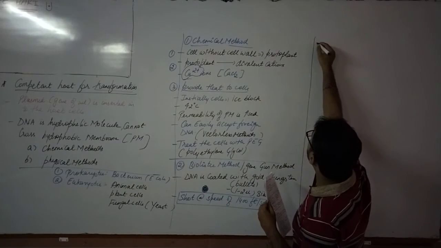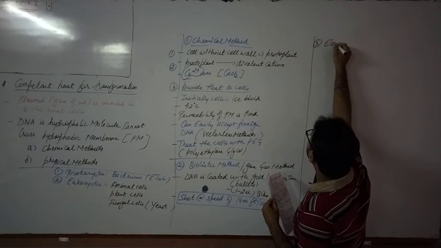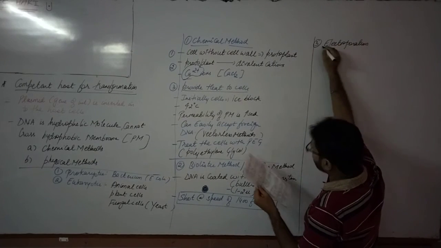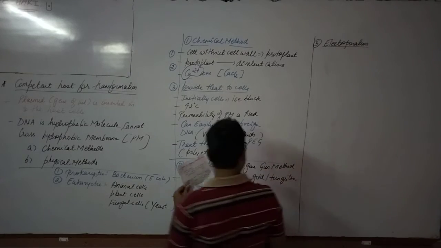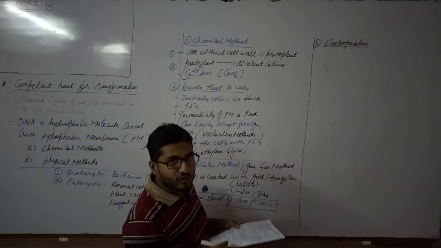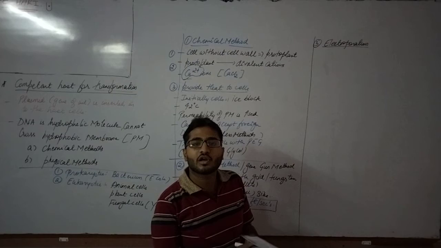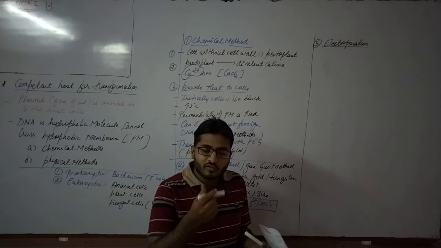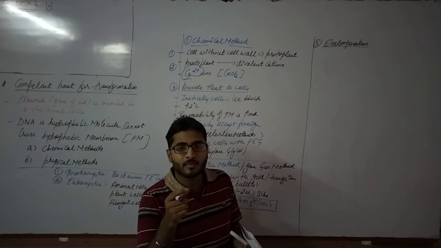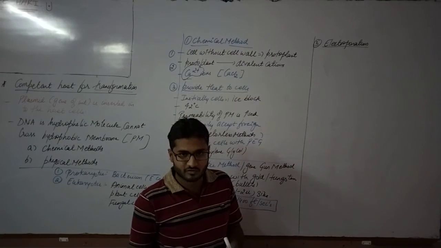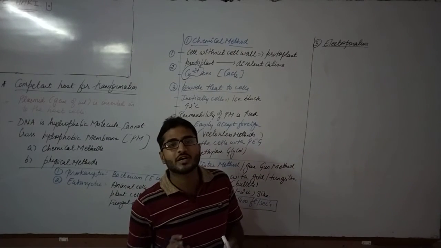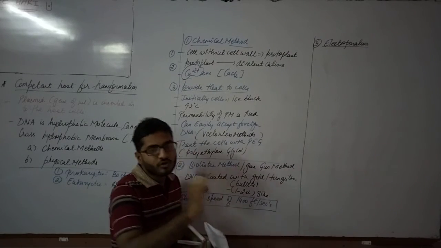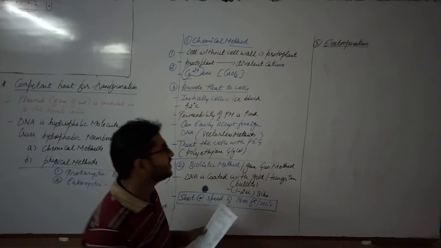Then the third method is electroporation. In electroporation, electric current at a very high voltage for a short period of time, for a few seconds, is provided. Then, because of this electric voltage, the membrane will become highly porous. So there are minute pores which are created within the membrane for a very short period of time, and through that pore, DNA can easily enter the target cell.